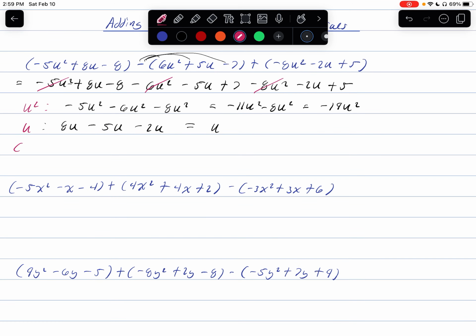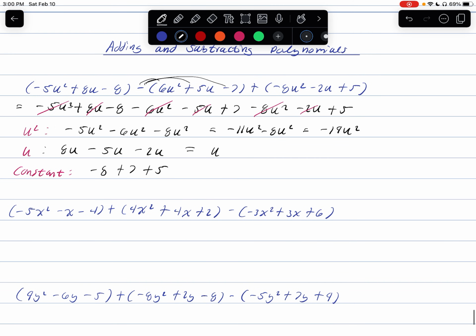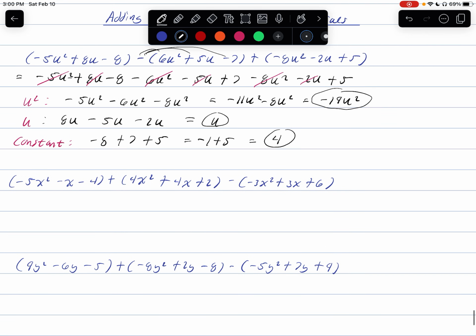And now let's find our constant terms. Okay, these are the terms without variables next to them. So here we're going to have negative 8, we're going to have 7, and we're going to have 5. So negative 8 plus 7 is negative 1. Then we add 5 to that, and we're going to get 4. So our terms for our new polynomial are as follows. So our answer is going to be negative 19u squared plus u plus 4.